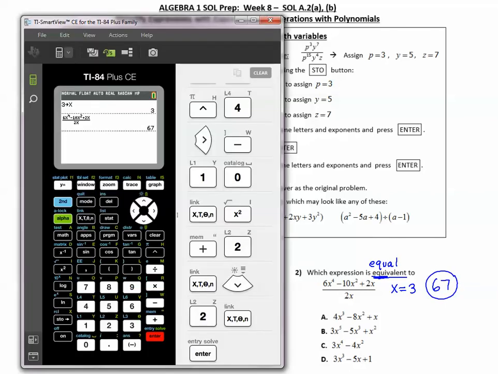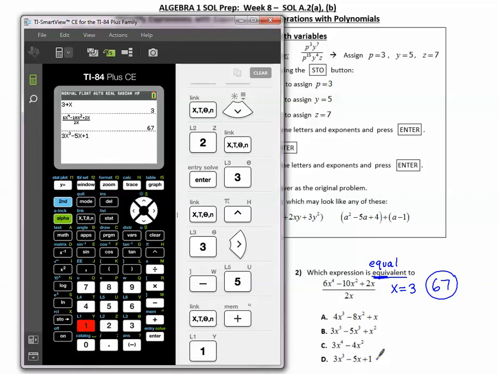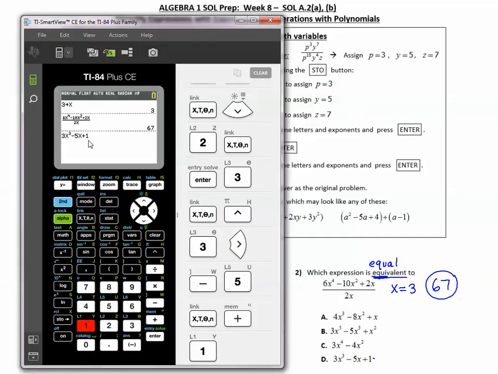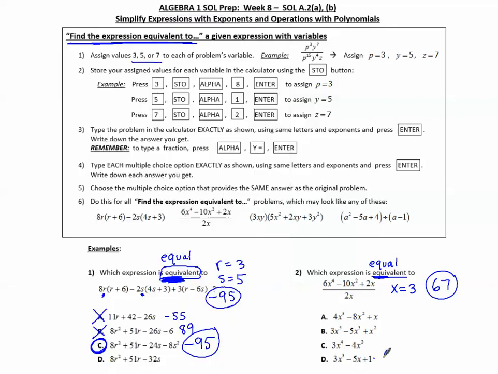Now we'll go back to the calculator and type in each of these answers. So I've typed in choice D, 3x to the 3rd minus 5x plus 1. Pressing enter, I see it gives me the same value of 67. Because these are equal, D is the correct choice.